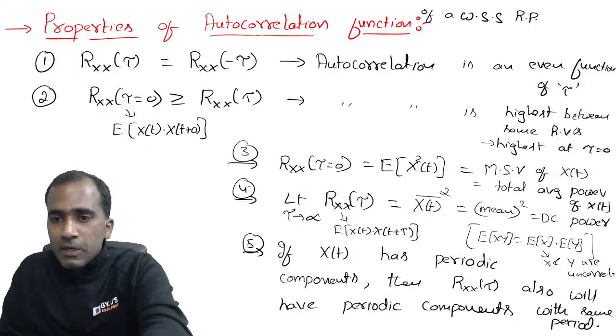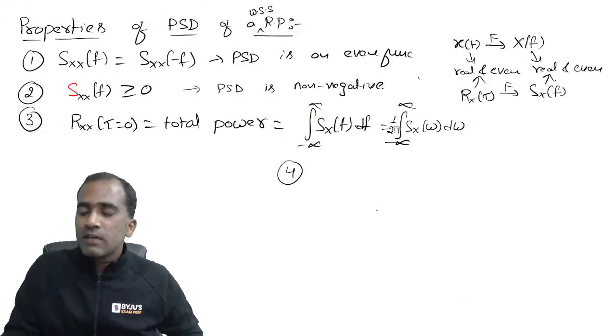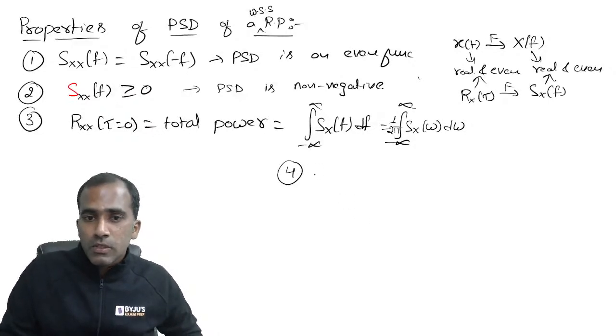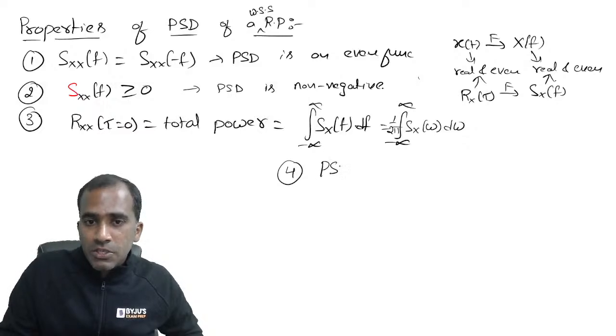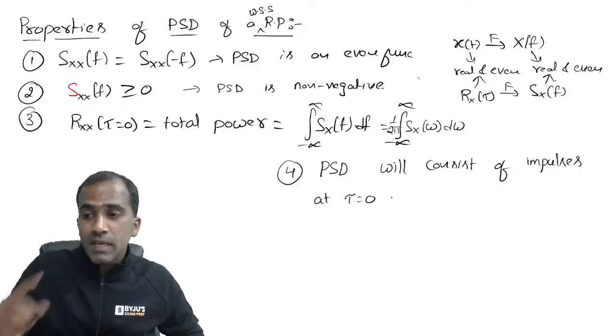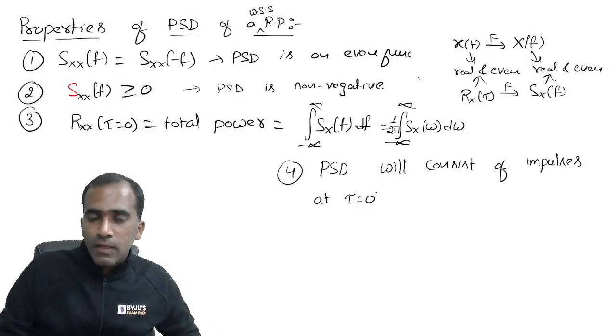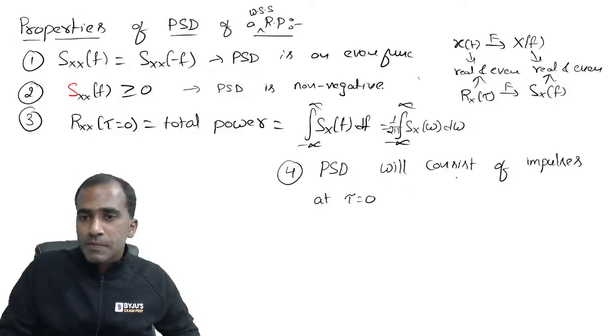So if there is DC power, which means there is some constant signal in the autocorrelation function, that will get converted to an impulse in the Fourier transform. So power spectral density will consist of an impulse, only at zero, not at other places. The Fourier transform of A is A into del of omega or A del of f, not del of f minus something, right? So the power spectral density consists of an impulse, not impulses, only one impulse.